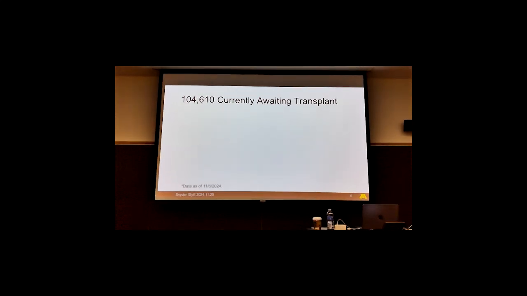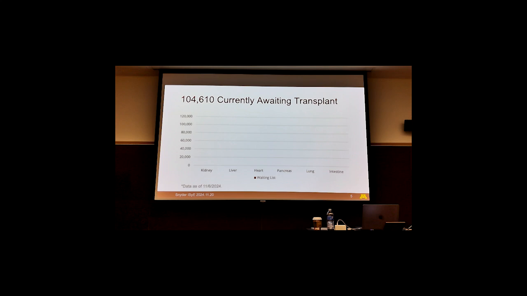So I'd just like to set the stage with the current wait list, how many people in this country are waiting. I pulled this on November 6th. On November 6th, there were 104,610 people waiting for organs. And this is where I want you to start thinking about systems engineering. Right? How do we meet that need?